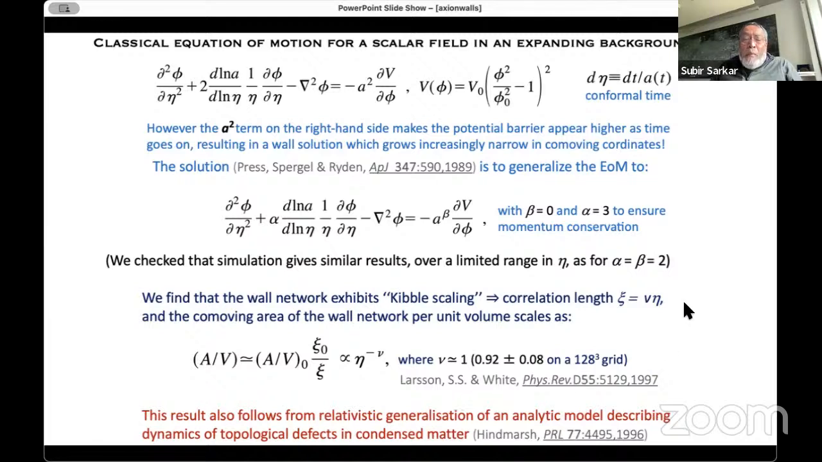Mark Hindmarsh, who was then in Sussex, was in fact looking at a non-relativistic model, which the condensed matter people use to describe topological defect dynamics in their systems, liquid helium and so on. And he managed to generalize it to the relativistic case, and that also gave this result. So we kind of supported each other and convinced each other that we must both be right.